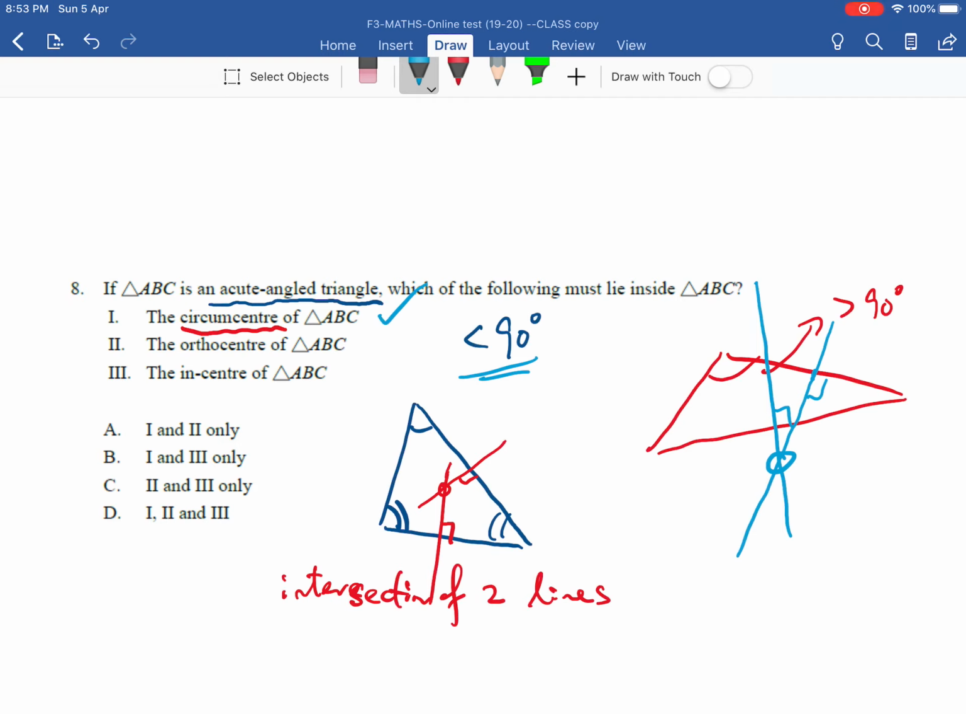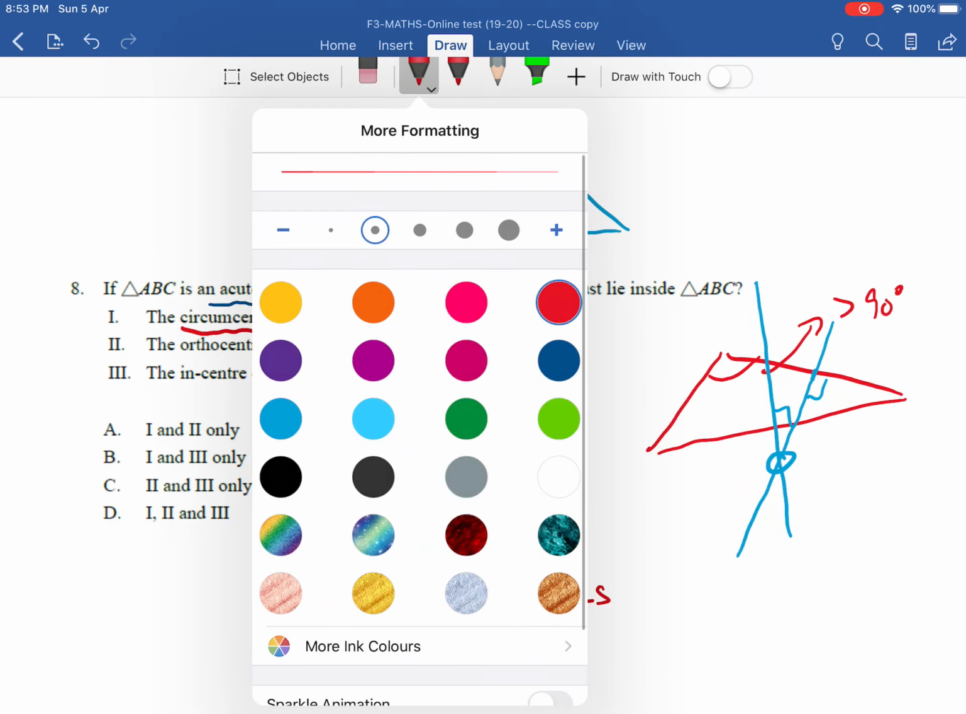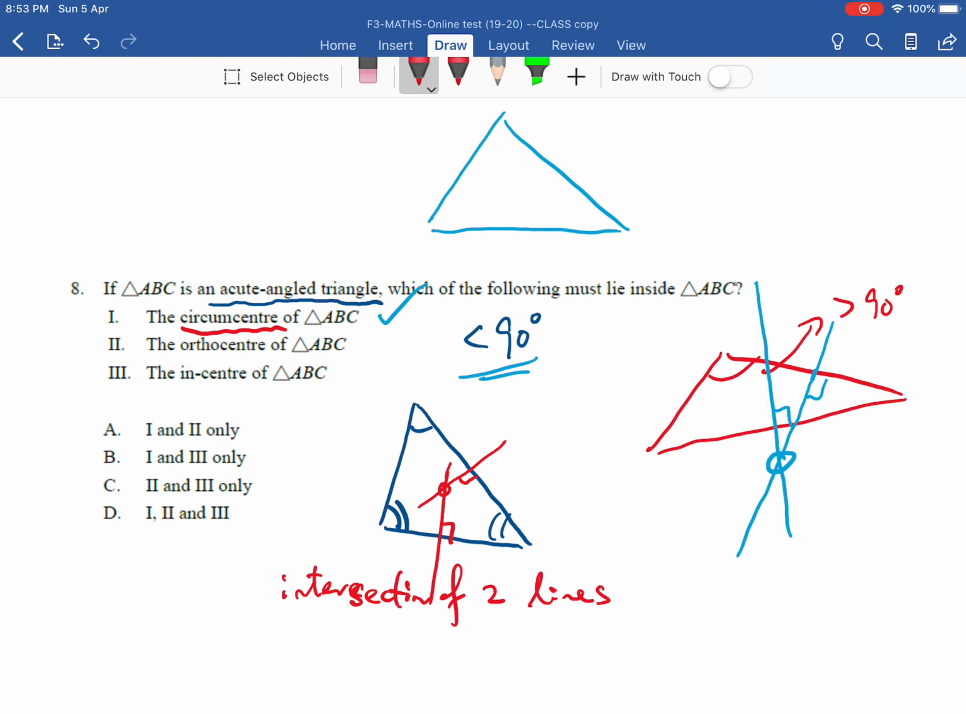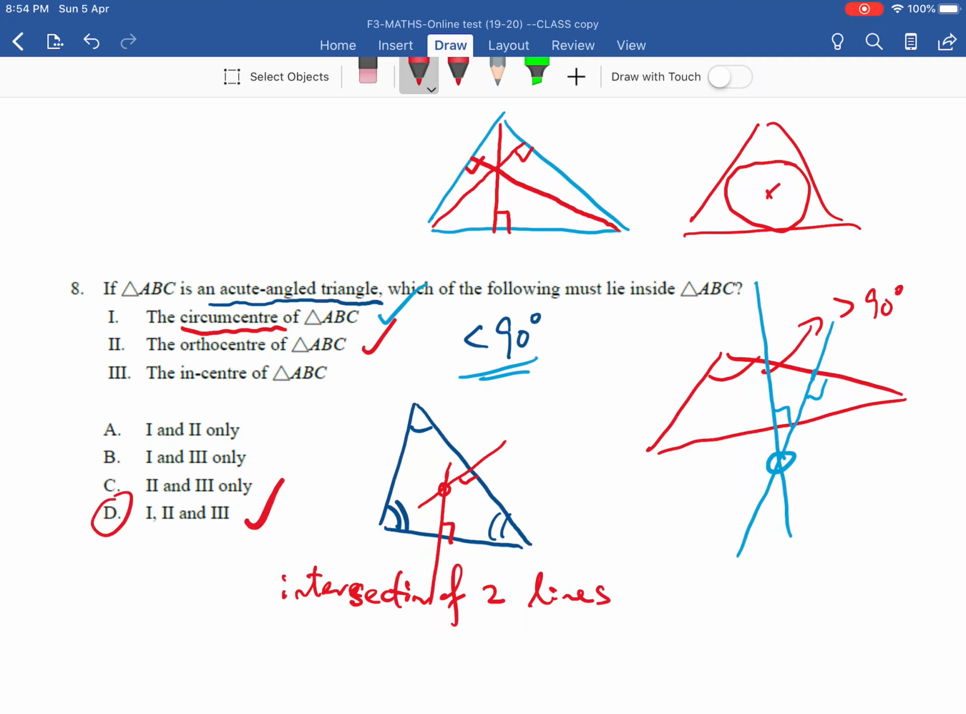And then we draw another triangle, orthocenter, like this. The orthocenter means perpendicular, from this point, perpendicular from this point, and here the perpendicular from this point, only two lines is okay. Inside. And the incenter is the angle bisector. You see that the circle is here, so the incenter must be inside. So all three are correct. The answer is D.